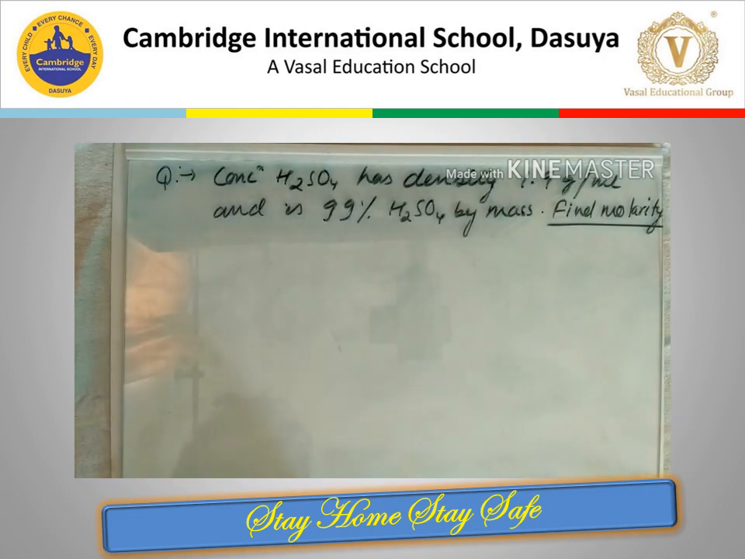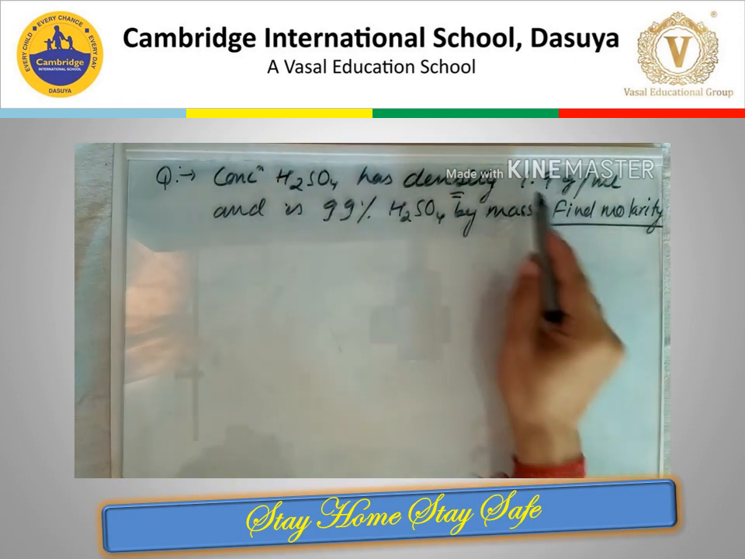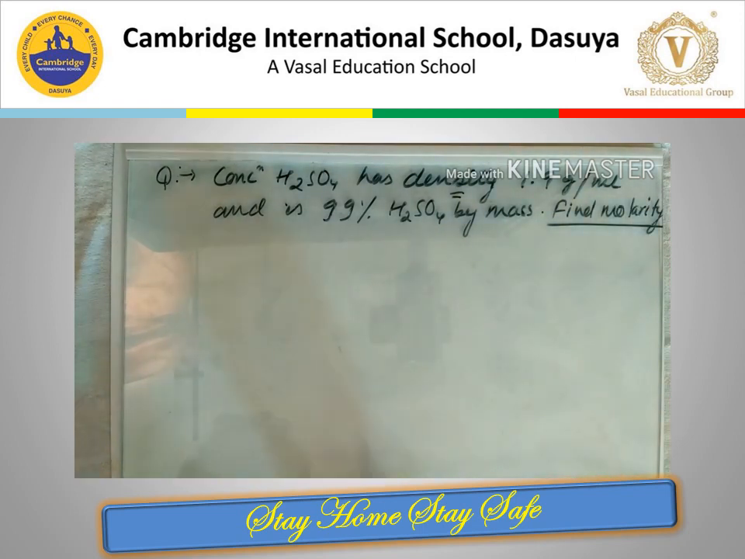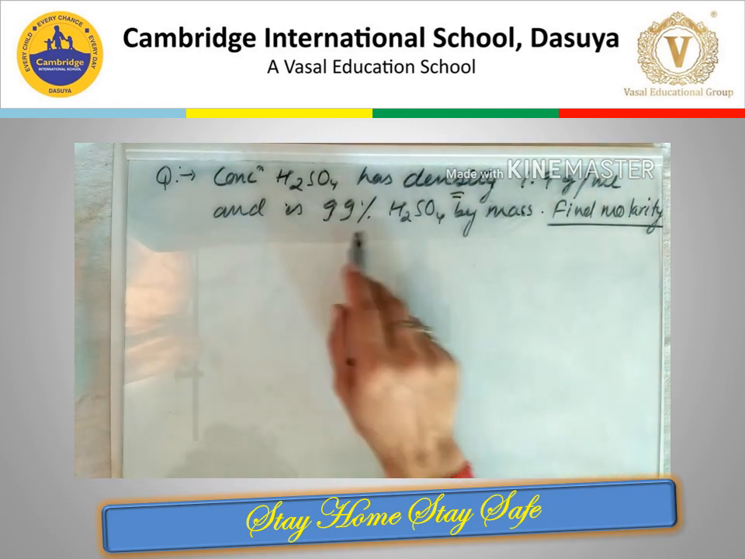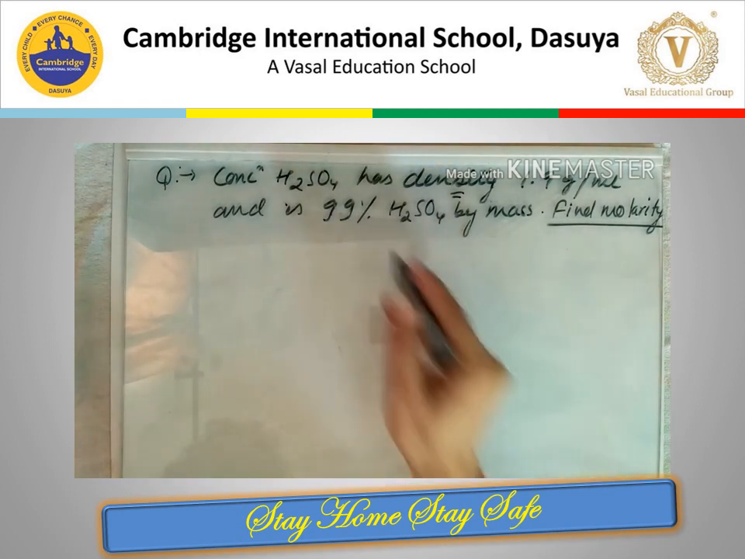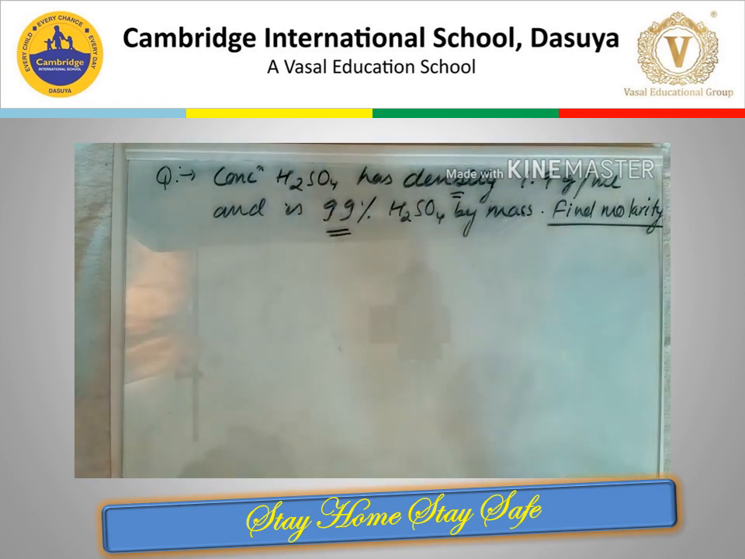Now let us solve a numerical based on what we have understood. We have to find out the molarity when density and the mass percentage are given. Let us read the question. Concentrated sulfuric acid has a density of 1.9 gram per ml and is 99% H2SO4 by mass. The mass percentage of H2SO4 is 99%. We have to find out the molarity.